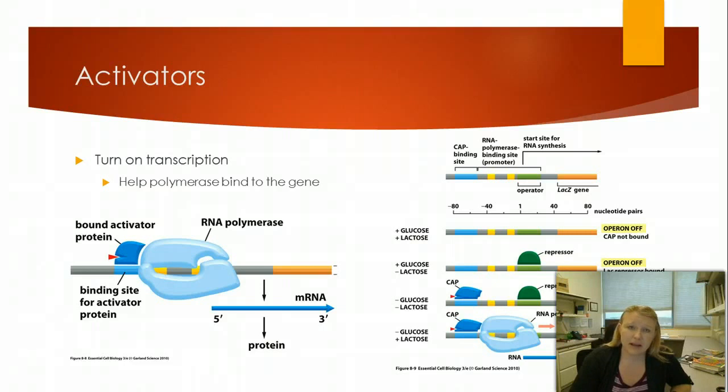When we're missing glucose and lactose, the CAP is going to come on and the repressor is still on, but this still has the operon off because in this case we only want to activate when glucose is not present but lactose is. When lactose is present, the CAP is still there, but the repressor has come off, and the RNA polymerase is free to start the synthesis of the gene.